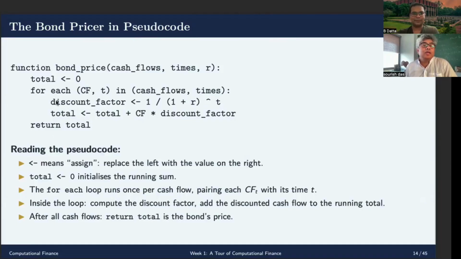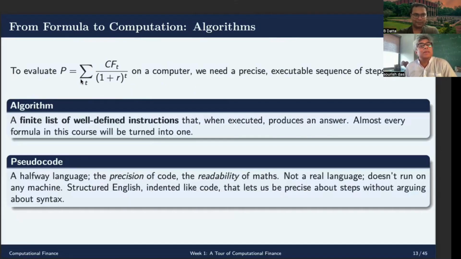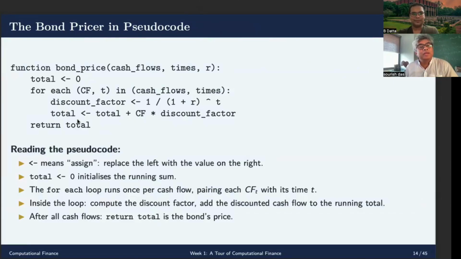And you keep doing it for each cash flow. So this loop is basically this sum. Okay. And then once you are done, you return the value of the total. That is your present value. So this is the algorithm, or this is the pseudocode that you can think of. Then we can take this same spirit and write it in Python, we can write it in R, we can assign it to the students as homework. What do you think?